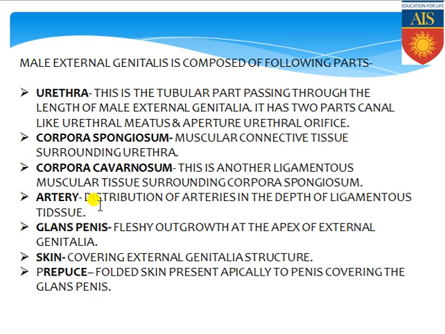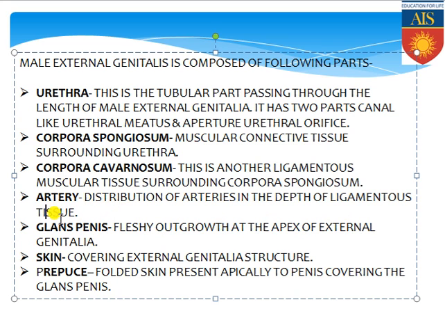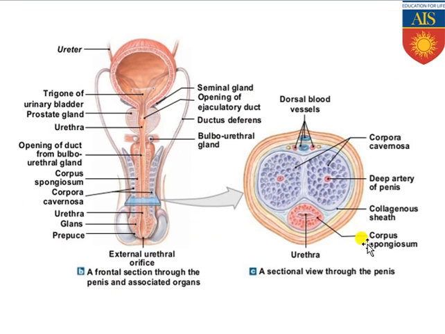Next, artery is also there. Artery is actually present for the distribution of blood to the inner portion of these specific tissues, corpora cavernosum and corpus spongiosum. In this figure, you can see the arteries properly. This is the deep artery, this is the deep artery, and this is the deep artery. Okay, and these are the dorsal blood vessels which are coming from the dorsal surface of the male external genitalia.